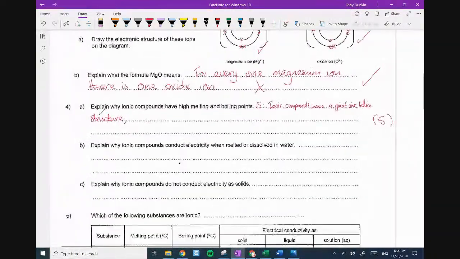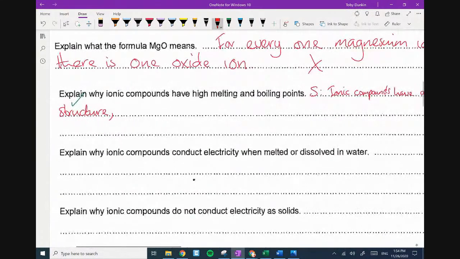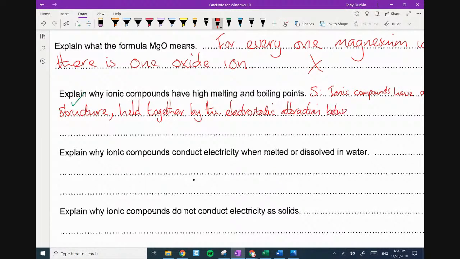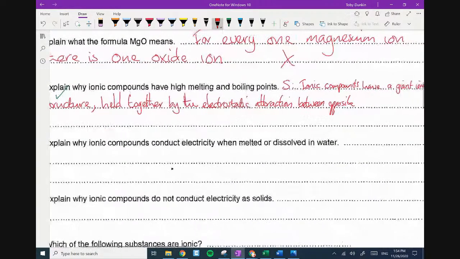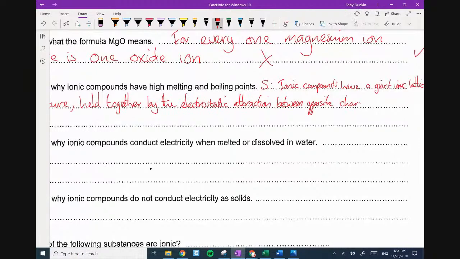Cool. Okay, next. So bonds. Held together by the electrostatic attraction between opposite charge ions. 1 mark.